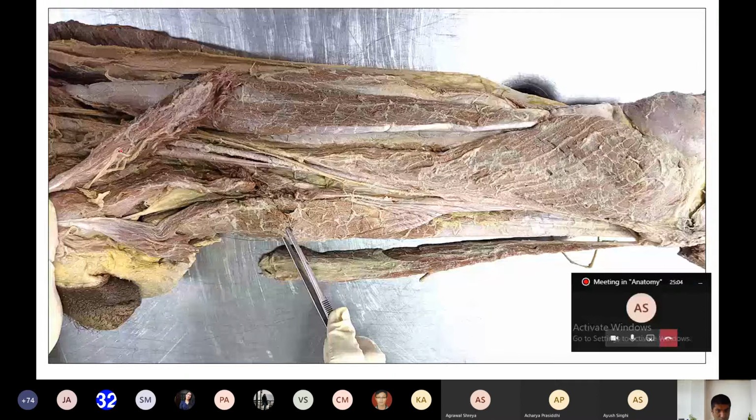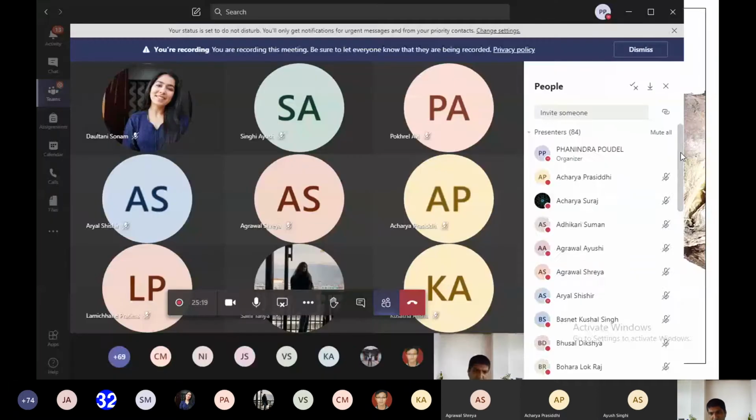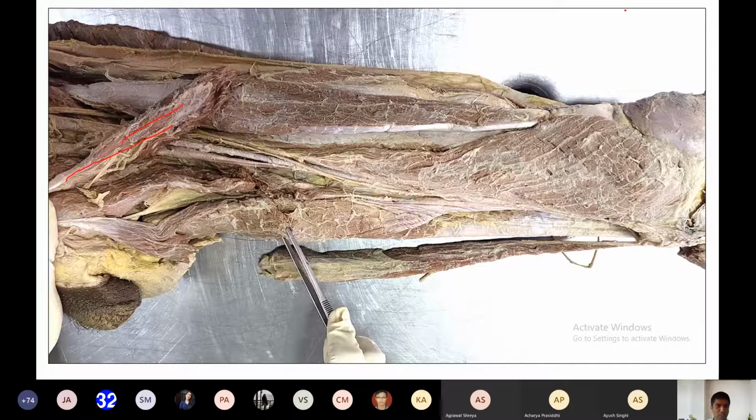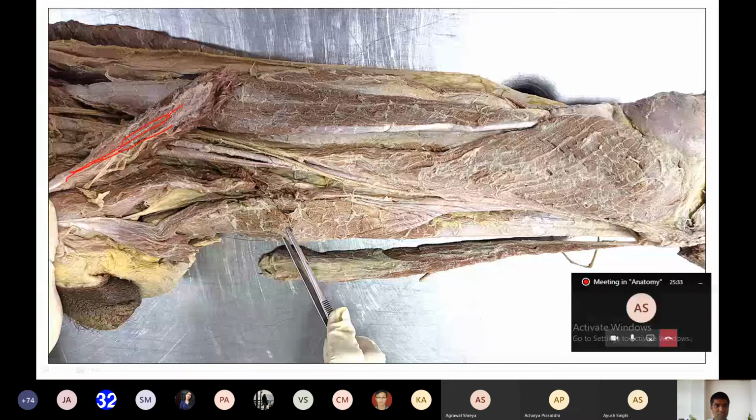See here, this structure which is reflected outward or laterally, can you identify? Yes, I'll pick up some person. Now I'll go towards the other side. Ishika, are you there? Are you listening to me, Ishika? Yes, sir. Can you identify this structure? It is reflected from medial to lateral side. This much clue I'll give to you.